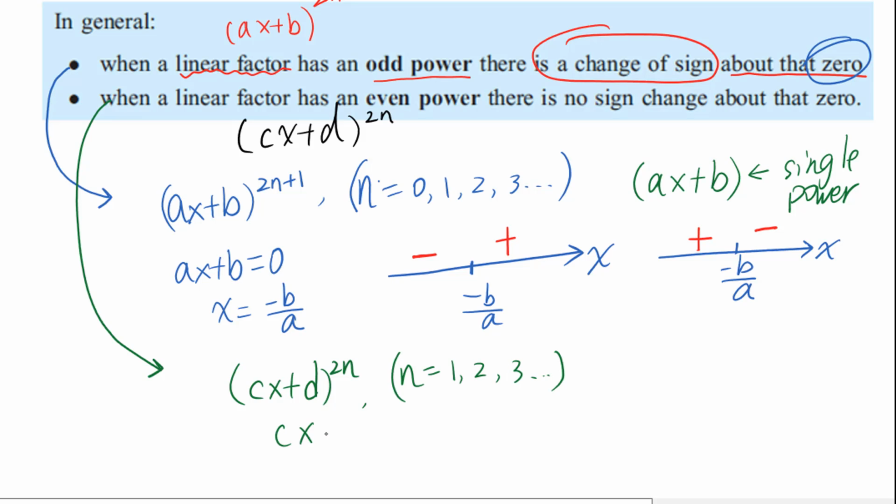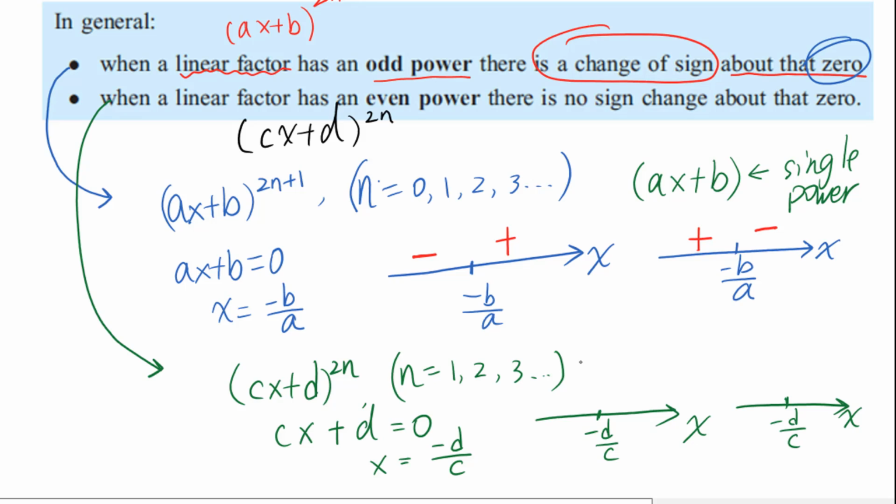Therefore, we will figure out the 0. cx plus d equals 0, so x equals negative d over c. Then on the x-axis, suppose this is negative d over c. There are two situations. If this interval is positive, then this interval must also be positive. If this interval is negative, then this interval is also negative. There is no sign change about that 0.